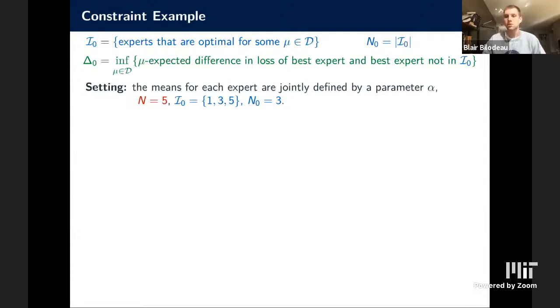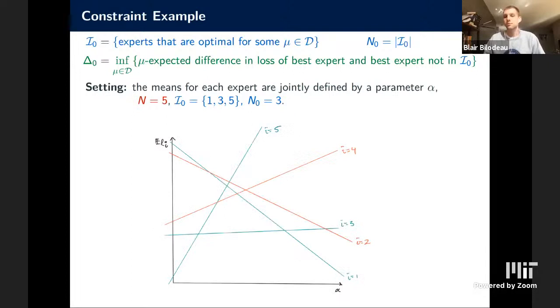I'm saying that this distribution set D can be defined by some abstract parameter alpha that, as it varies, completely determines the expected losses of each expert. I'm going to tell you that the effective experts are the odd numbered experts. I'm not telling you why yet, but that will become clear throughout the example.